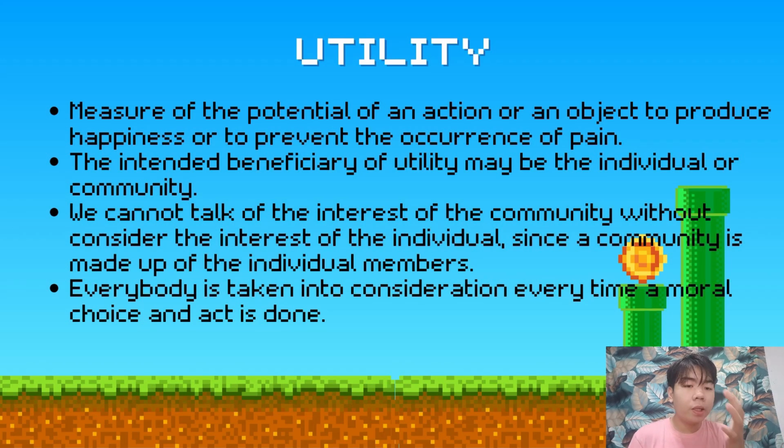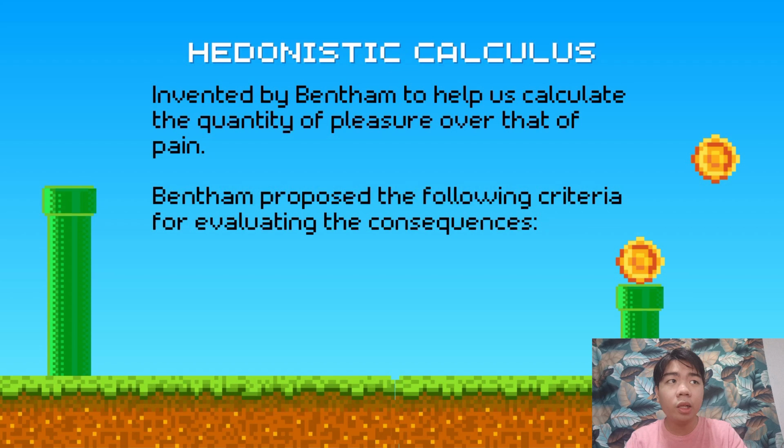But oftentimes in real life, personal interests must be sacrificed for the interests of the whole. So as stated in the principle of utility, we should follow the actions that will lead to the greatest pleasure and the avoidance of pain. To achieve this, Bentham created hedonistic calculus. So what is it? It is a method for weighing the pleasure and pain consequences of an action to determine the best moral choice.